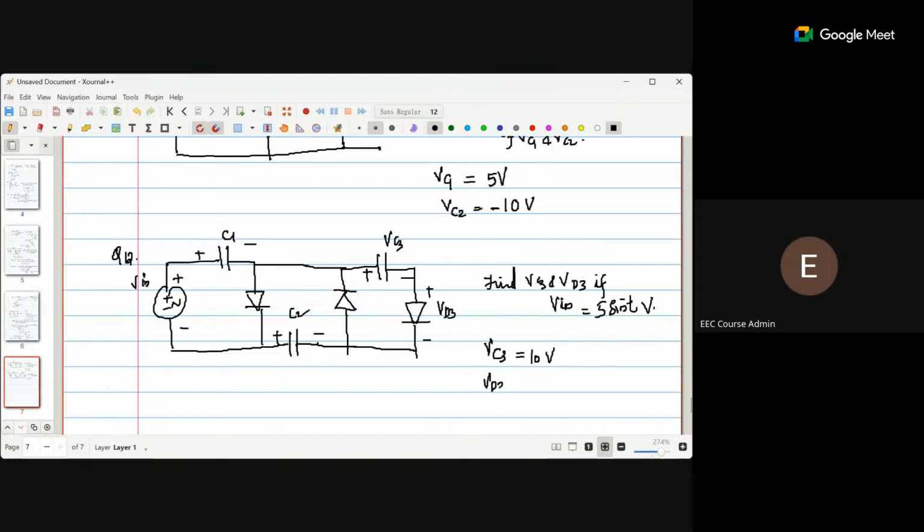And here what is being asked is VD3. VD3 will be what? Vin minus Vm. So Vin minus 5 volts. Yes, ma'am.